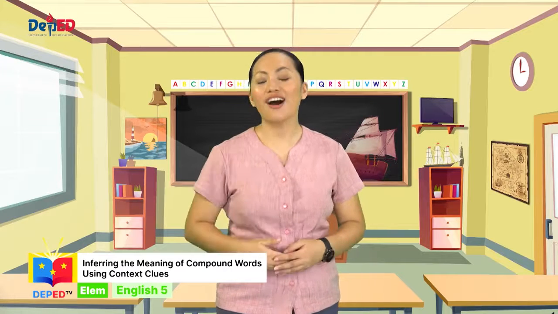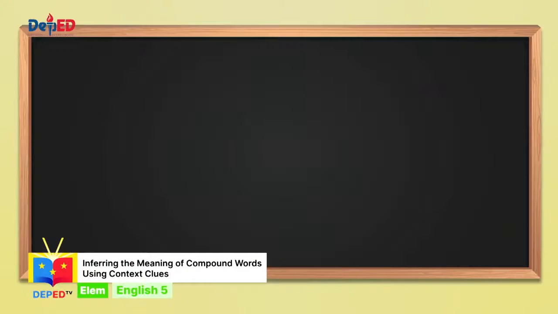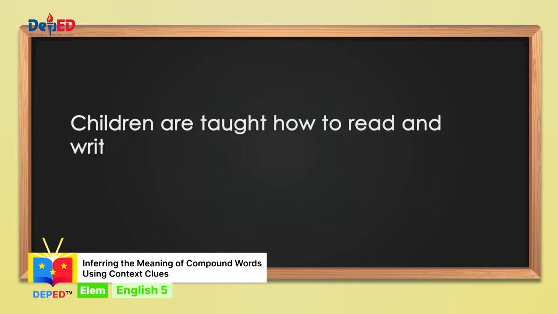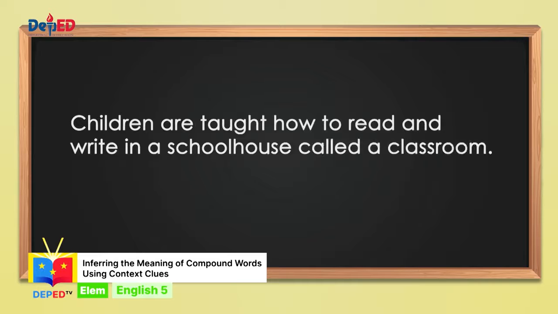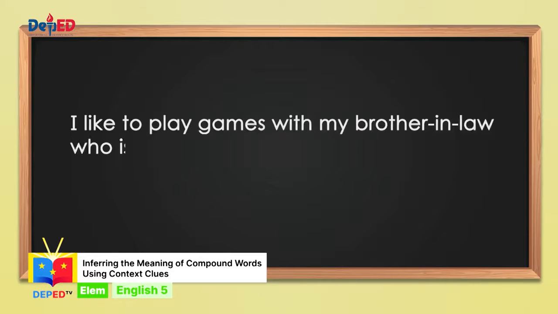It's your turn. Are you ready? Let's begin. The first sentence is, children are taught how to read and write in a schoolhouse called a classroom. What is a compound word? What type of compound word is it, and what is its meaning? Are you done? Let's look at the second sentence. I like to play games with my brother-in-law, who is the spouse of my sister. Did you find the compound word? Is it closed, open, or hyphenated? What do you think it means?